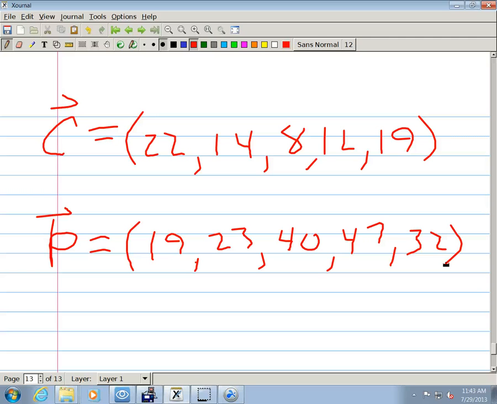Multiply 22 times 19, then add 14 times 23, 14 cars of Model 2 times $23,000 for that kind of car, plus 8 of Model 3 times $40,000 for that kind of car, and so forth. That's how you multiply vectors. That's called the dot product. The dot product of C dot P is exactly what you just said.